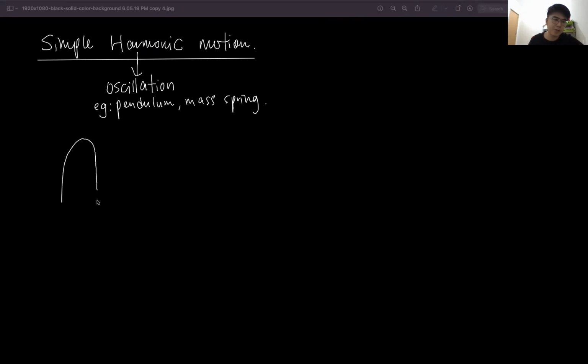Because of energy loss. And if you sketch the graph, height against time, it slowly decreases and just tapers off. Eventually it will stop. Right? So this we call damping. The process is called damping, losing energy.